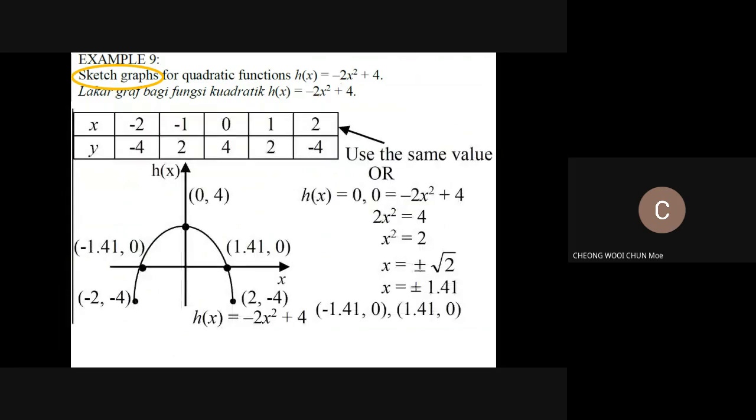Okay. So you can use any values. You see, reasonable, you use any values. So if I use x and y, I put here. You can ignore a few also, up to you. No need to have so many. You want to put three values only also can. Let's say x is negative 2, negative 1, 0, 1, 2. x negative 2, put inside.